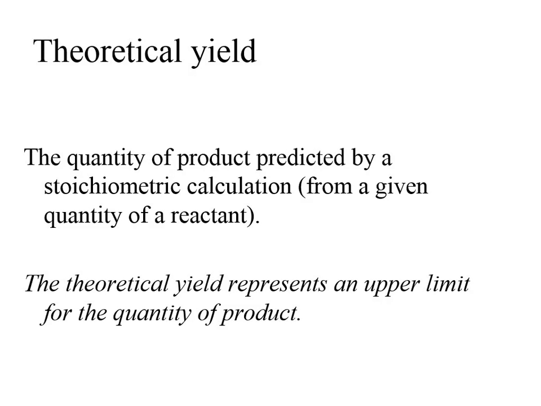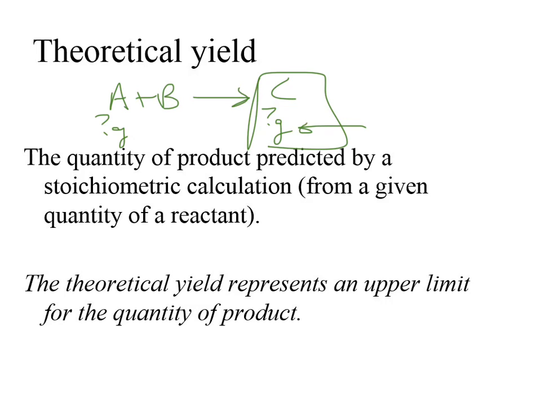So whenever you do a stoichiometric calculation that looks like this, A plus B goes to form C, and you are given the mass of a reactant and asked to find the mass of a product like that, that is a theoretical yield. That is a yield calculation.